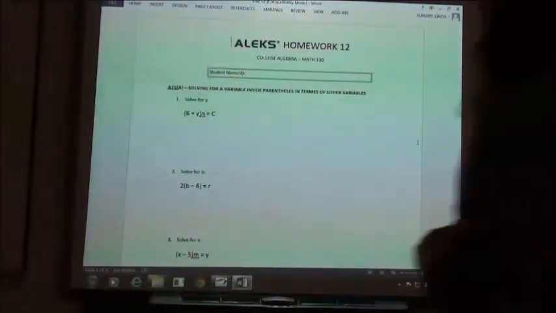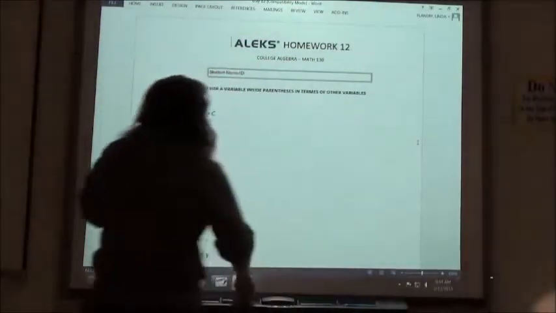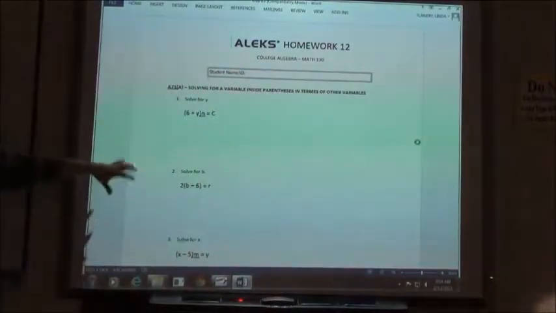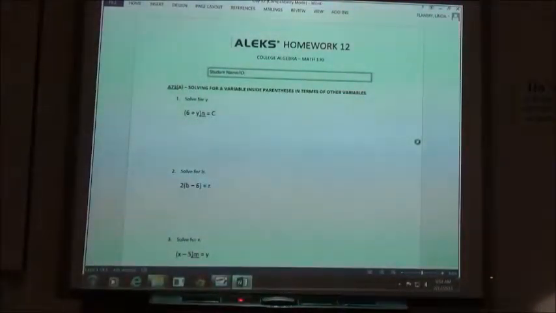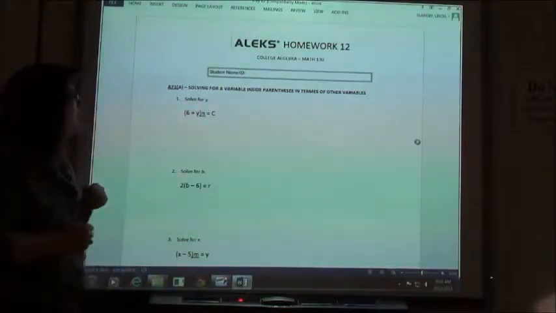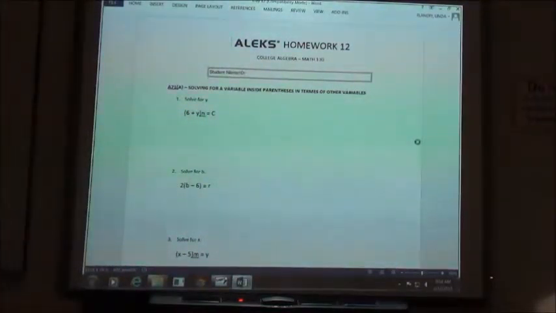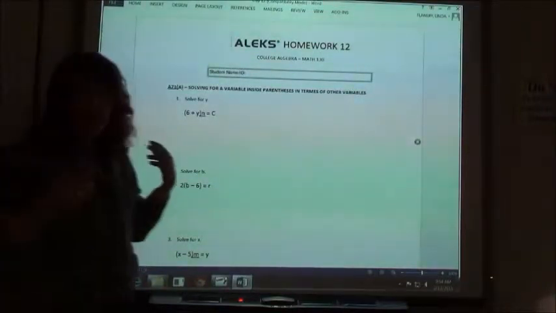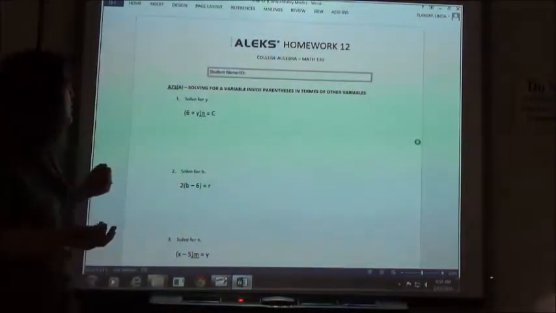College Algebra Homework 12, doing some algebraic symbol manipulation. We want to solve these for the values in there. If I'm going to solve this equation for y, I have 6 plus y times n equals c. Two different ways you can do it. And I'm going to show you on the first one both ways so that you can pick which way you like to do it better.